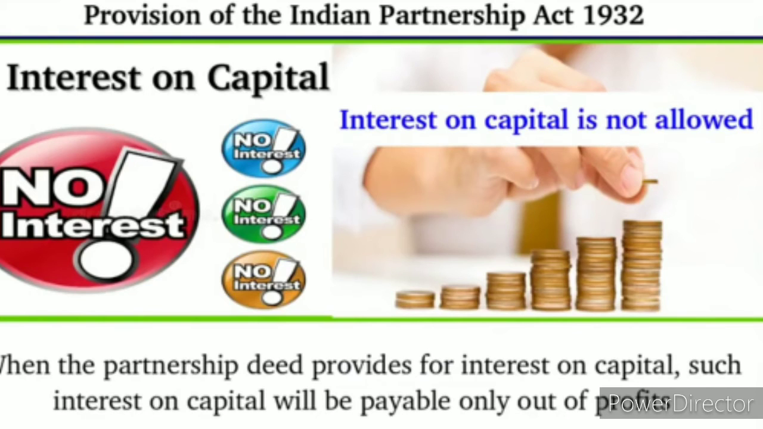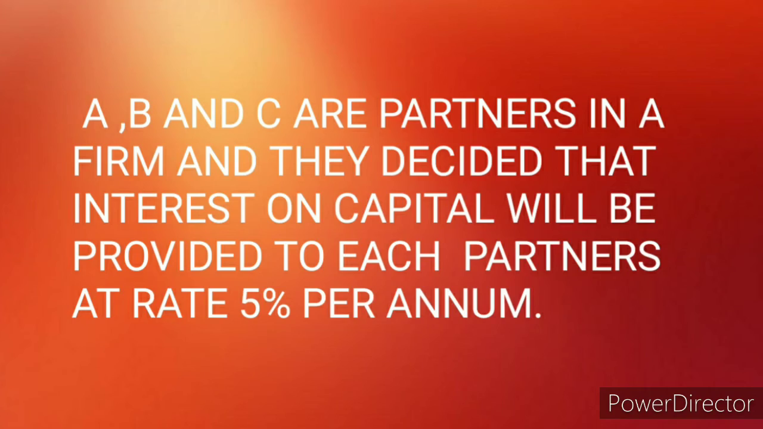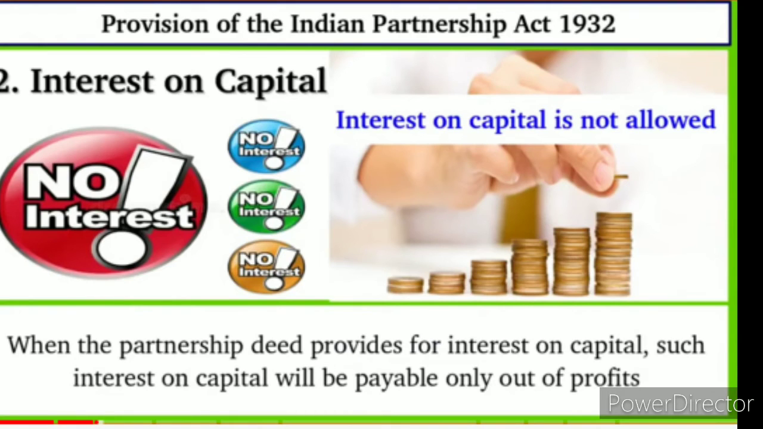Suppose there are three friends, A, B, and C, who are partners in a partnership business, and they decided that interest on capital will be provided to each partner at the rate of 5% per annum. But according to the partnership deed, if there is no partnership deed, no interest on capital is to be provided or allowed to any partner. It will be allowed only if it is mentioned in the partnership deed and only when all the partners agree to it. Hence, a partner is not entitled to claim any interest on the amount of capital contributed by him if the partnership deed is silent about this.